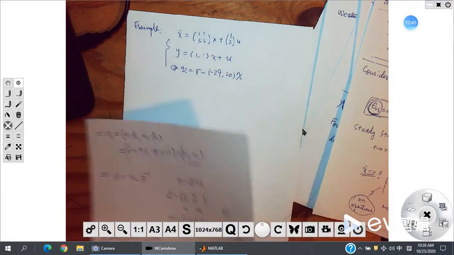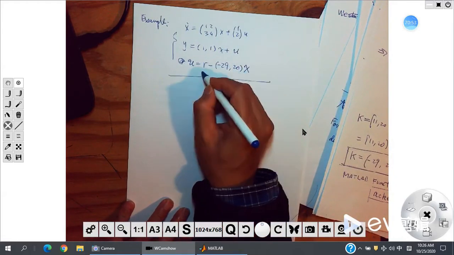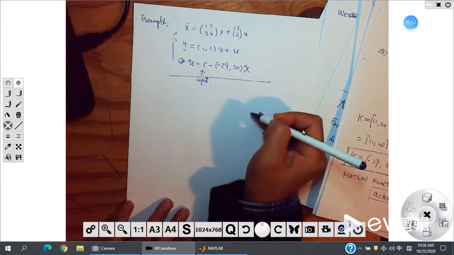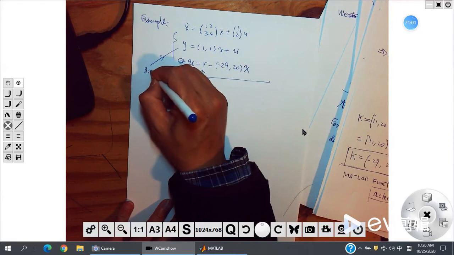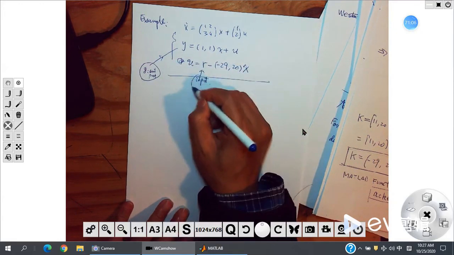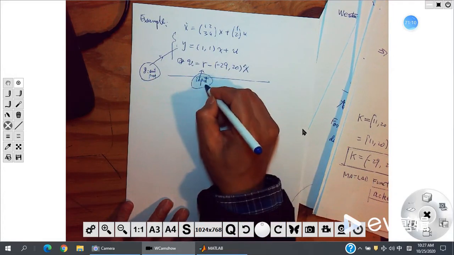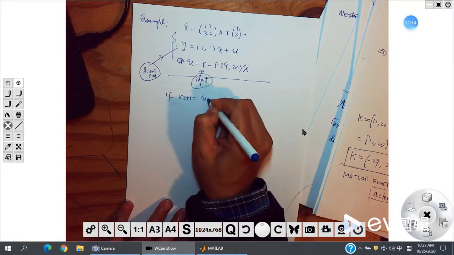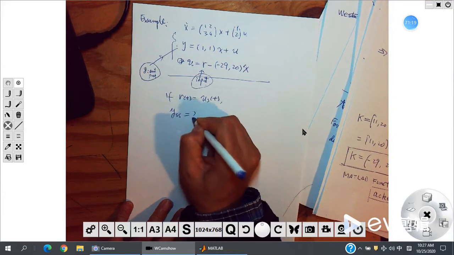Okay, so r is the input, and y is the output. Then we want to know, if the input is a unit step function, then what is y steady state?